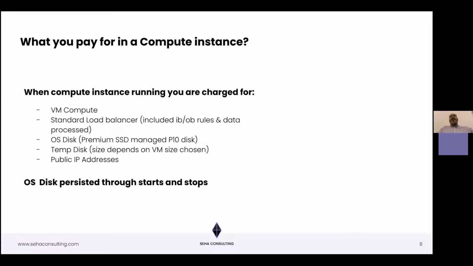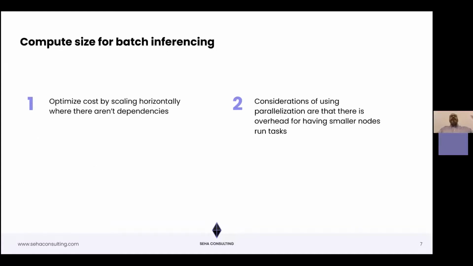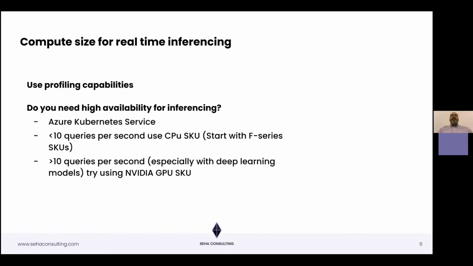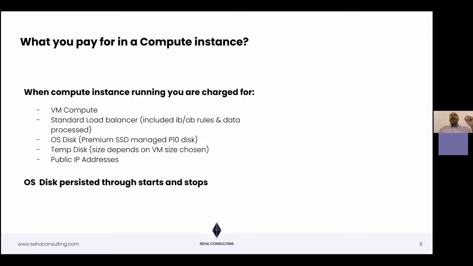So earlier we talked about what you could possibly pay as part of a workspace, right? Compute costs, workspace level costs, inferencing endpoints, storage. But you're not going to pay for these things all the time, right? It's only when you're using certain things that you'll pay for them. So now in this slide, we're digging deeper into just the compute instance.